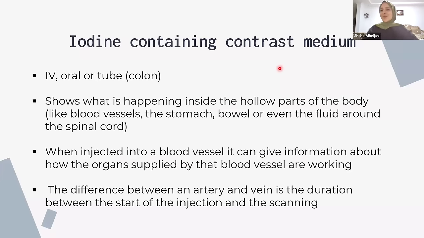Okay, repeat. So we said in a previous example, in one of the CTs, when we injected the contrast, it wasn't just taken up by the aorta, it also lit up a certain structure. And that showed an abnormality. What was that abnormality at that time? Yes. So it was a tumor in the liver. Or basically, you can have hemangioma in the liver. So the contrast will show you what's happening inside the hollow parts and also what's happening in the organs themselves.